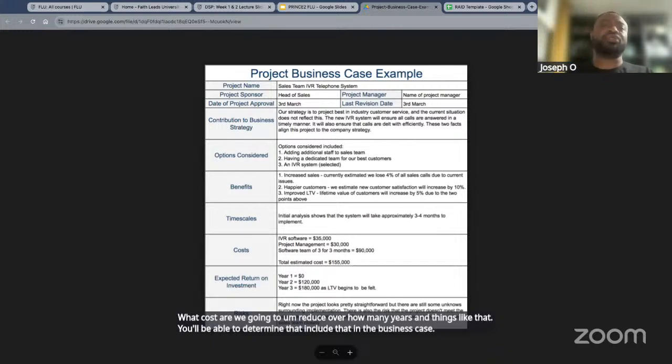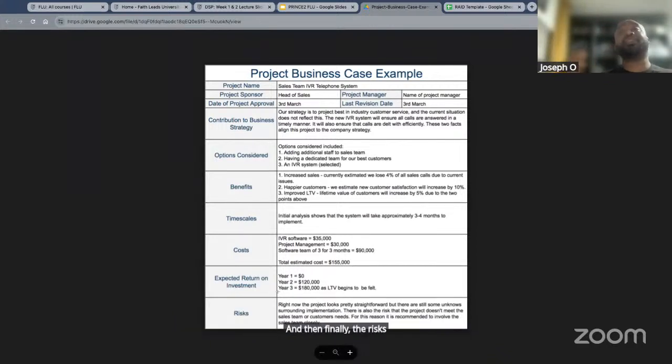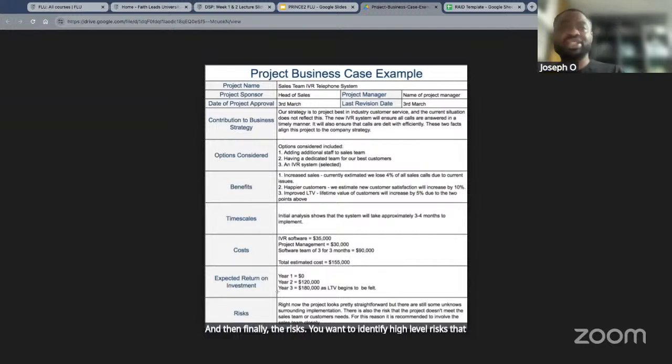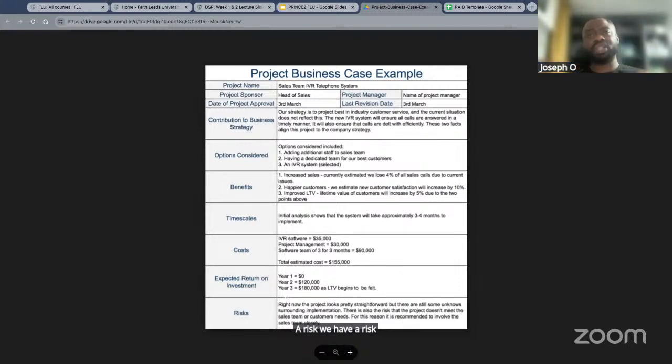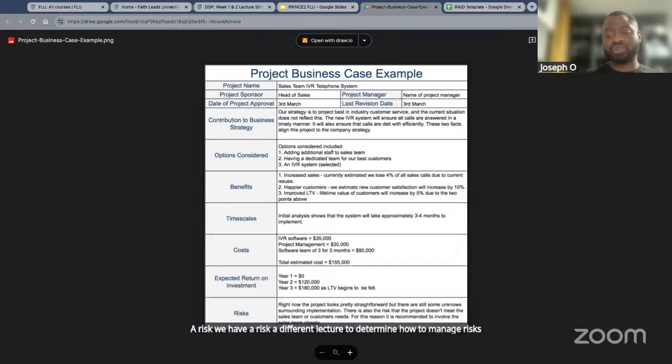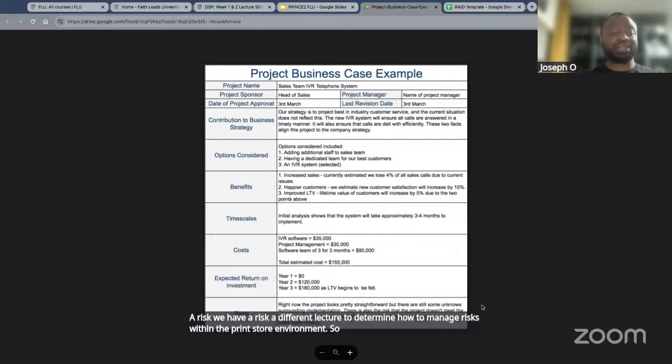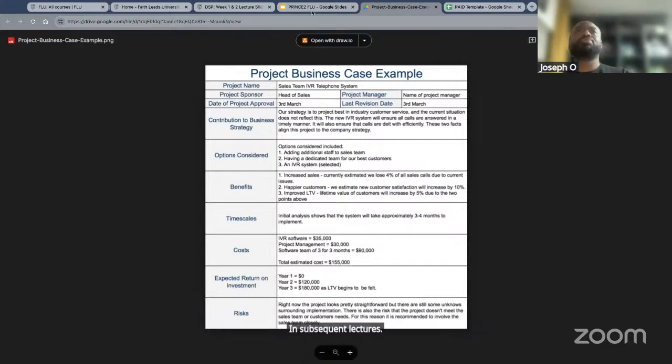And then finally, the risks. You want to identify high level risks that you've considered when implementing the business case. We have a different lecture on how to manage risks within the PRINCE2 environment, so we'll touch upon that later in subsequent lectures. So that's a business case.